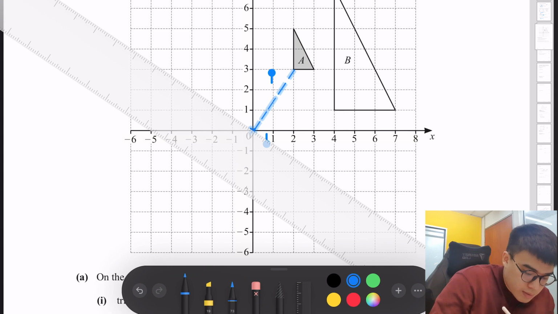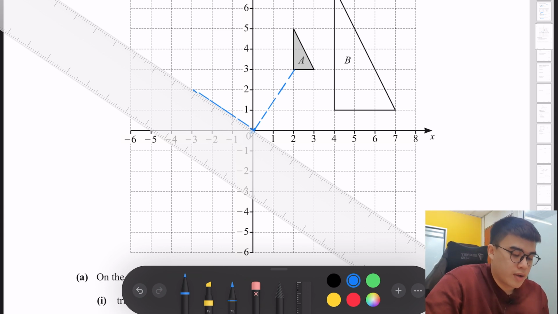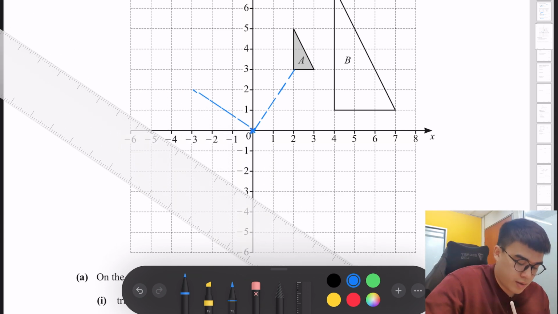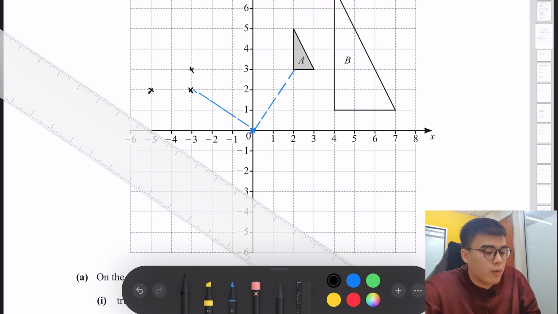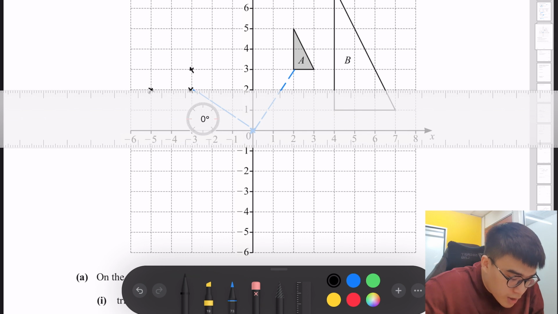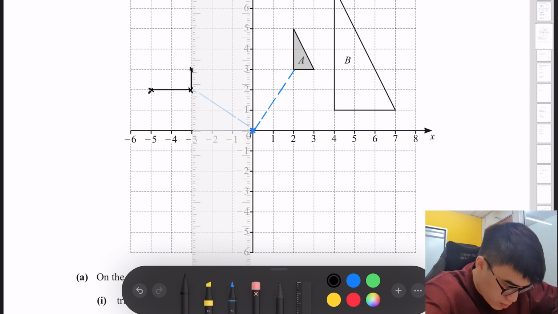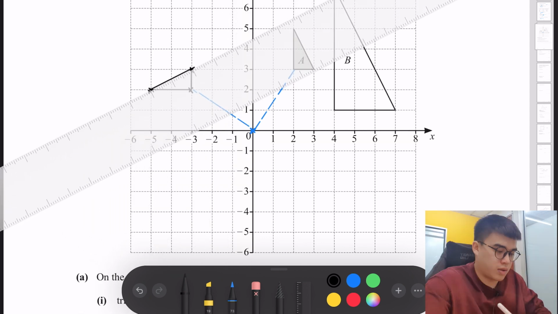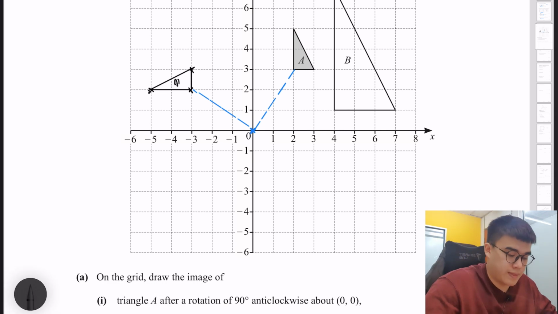Okay, this should be, when it is reflected over, it will be right over here, and the pointy part will be at the top, together with this will form our A's image. So that's it for the first part of question 2.